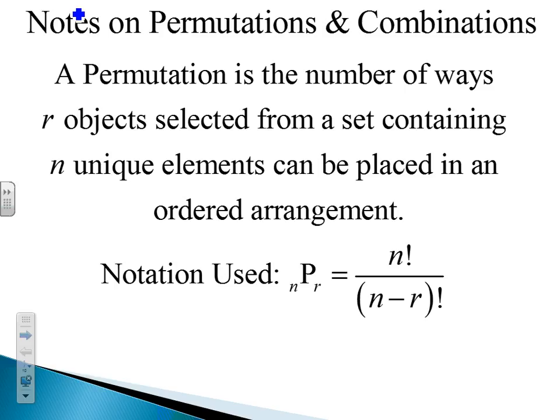But the formula that you see here is how we calculate the number of permutations that something could be put through, where n is the total number of things, and r is the number of specific things, unique objects in this case.